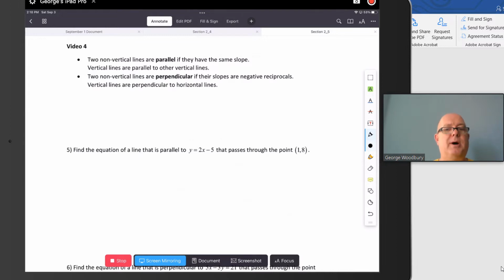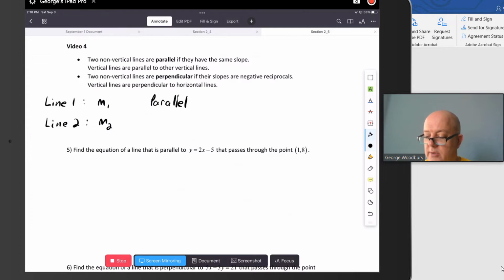So first, a little bit about parallel and perpendicular, a little review. Two non-vertical lines are parallel if they have the same slope. So let's say we have two lines, line 1, and it has a slope of m1, and line 2, and its slope is m sub 2. In order for these two lines to be parallel, their slopes have to be identical.